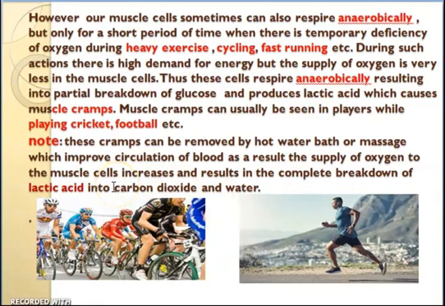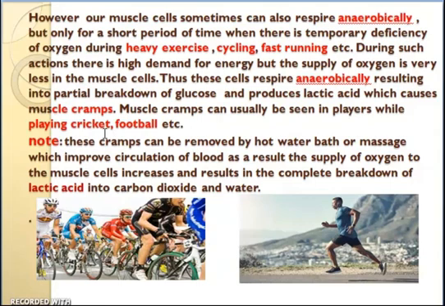This was something about breathing and respiration. What we learned: breathing is the inhaling of oxygen and giving out of carbon dioxide, and respiration is the breakdown of food in presence of oxygen in the cells of an organism to produce energy, carbon dioxide and water.